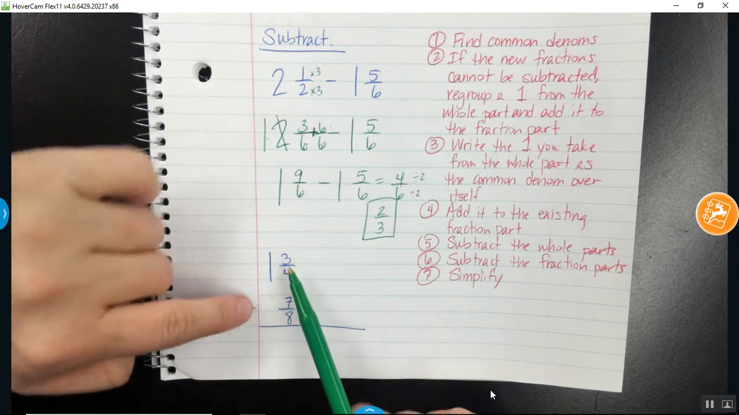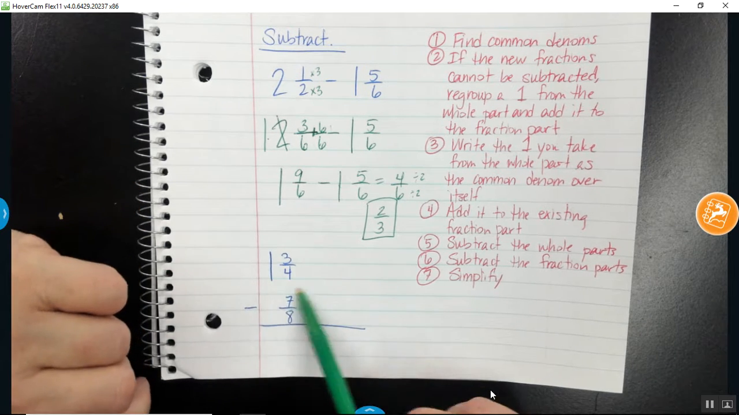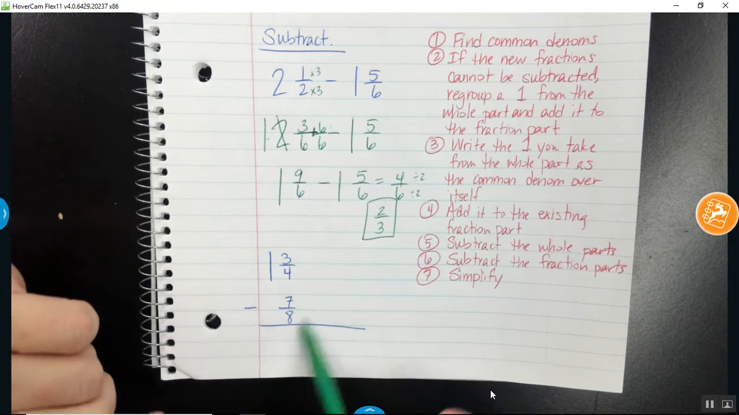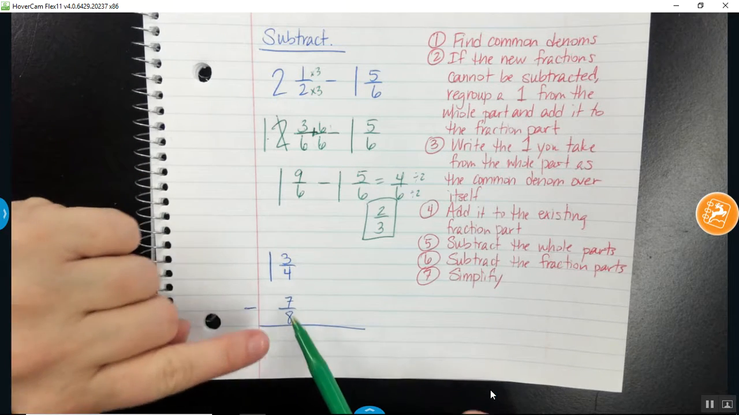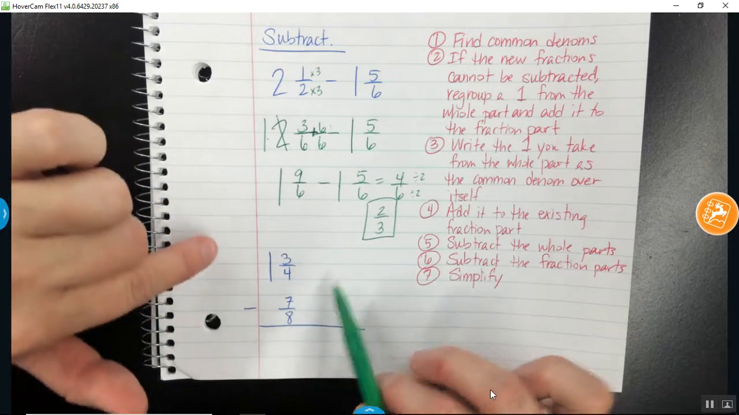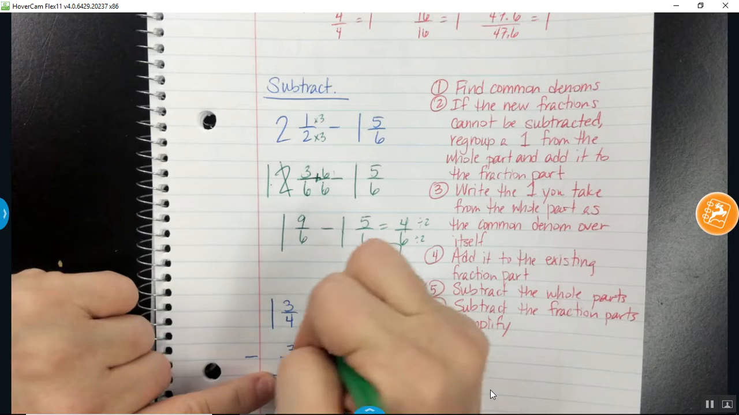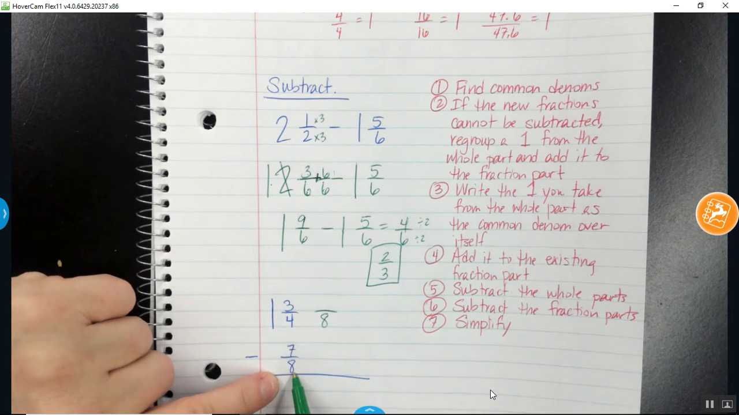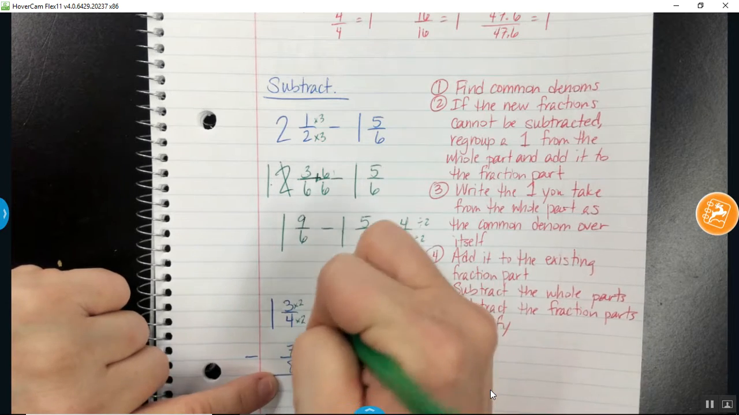Okay, so 3 is definitely smaller than 7, but 1 and 3/4 altogether is bigger than just 7/8. So I can subtract 7/8 from 1 and 3/4, but I'm going to have to rearrange some stuff. I'm going to have to regroup some things to make it possible. So the first thing I'm going to do is change to common denominators. How do I get from 4 to 8? Times 2. Do the same thing to the top, 6/8.